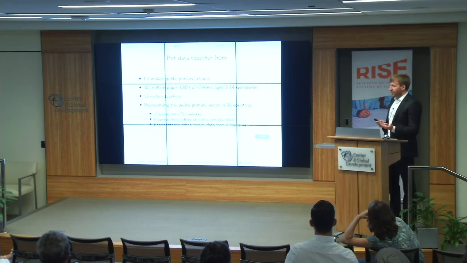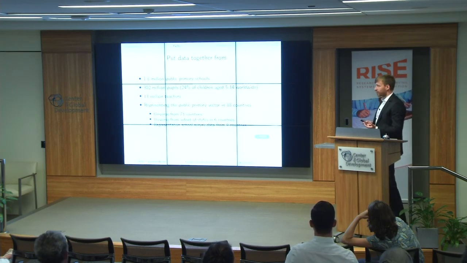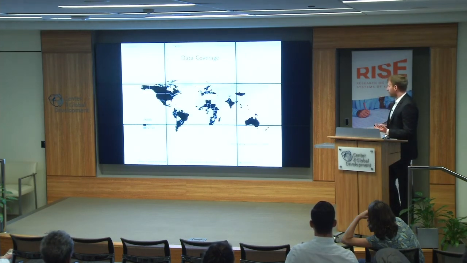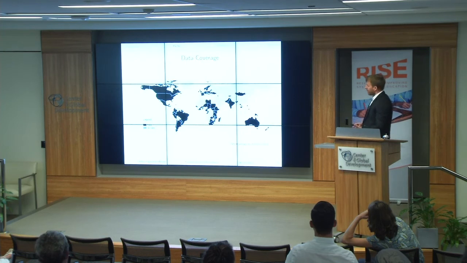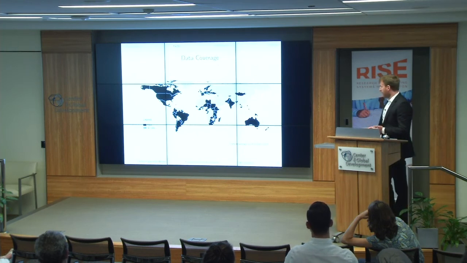Then in 6 countries, I have the school census from a subset of the states. And finally, I use representative school survey data in another 9 countries. This map shows you in black all the countries for which I obtained data, and you can see it really covers all continents and also the entire income range from poor countries like Malawi all the way to rich countries like Sweden.